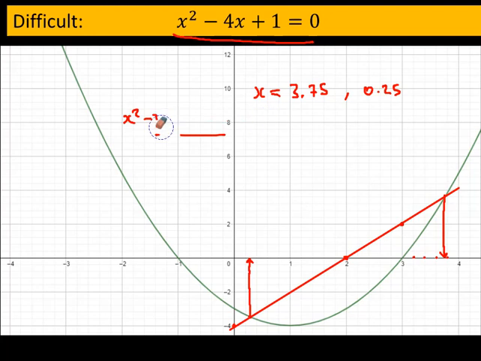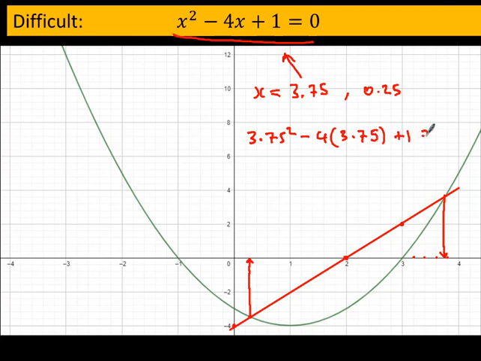Let's see how close these two are to 0. What we'll do is sub them in. So x equals, let's do this one here, 3.75. 3.75 squared minus 4 times 3.75 plus 1. Let's see what we get. On the calculator it gives us 0.0625, so 0.06, which is pretty close to 0.